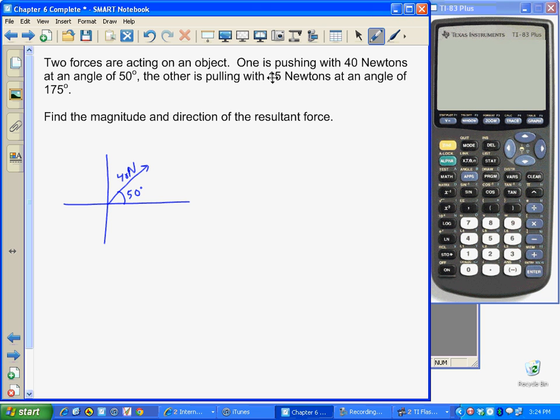The other is pulling. So one's pushing, one's pulling. That indicates to me that it's opposing. But it's 15 newtons at an angle of 175 degrees. So we'll do this in red. So I'm going to go 175 degrees, which is just shy of 180.